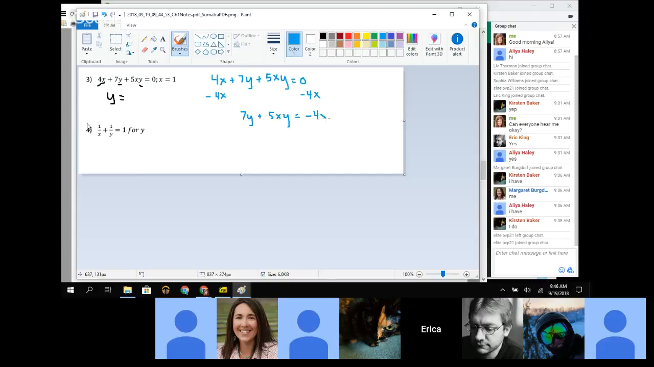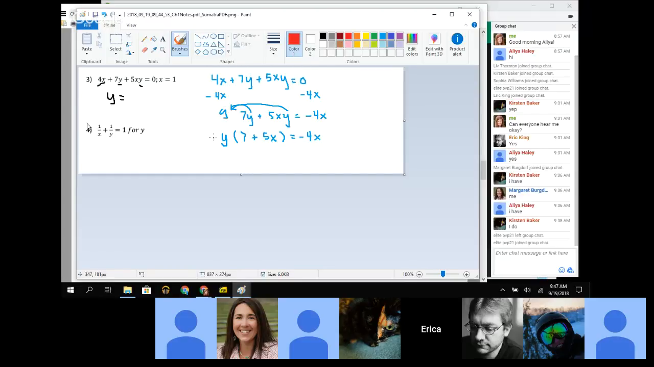All right, so now what am I going to do? How am I going to get these y's together and out of these terms? I'm going to do the same thing I did in the last problem, right? I'm going to pull a y out of each one. If I pull a y out of 7y, I'm just left over with 7. If I pull a y out of 5xy, I'm left over with 5x. And that still equals negative 4x. Are you guys okay with us pulling this y out?